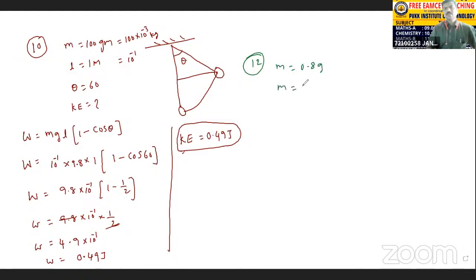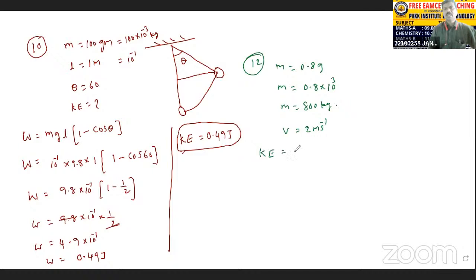Converted to kilogram, 0.8 into 10 power of 3. So M is equal to 800 kg. Speed is given. Speed is equal to 2 meter per second. What is to find? Kinetic energy.